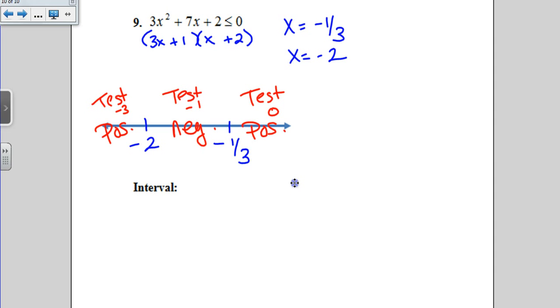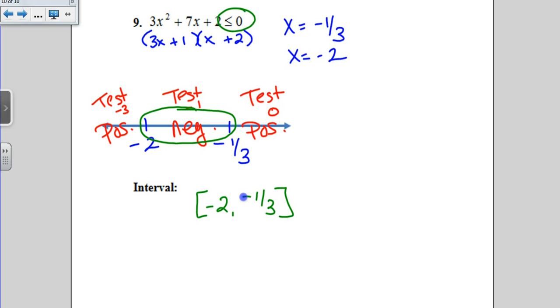So this time in the problem, they were looking for places where your function was less than or equal to 0, or negative. So the section we should be looking for is right there. And because it has an equal to bar, we're going to put brackets on it. So from negative 2 to negative 1/3 would be our interval where our function is negative, actually, not positive, negative. Okay, that concludes our lesson on 5.7.